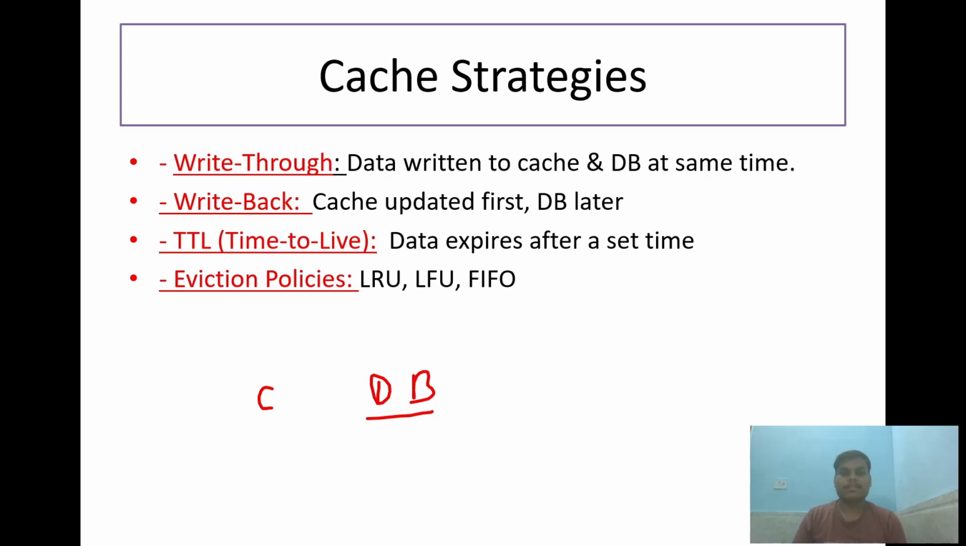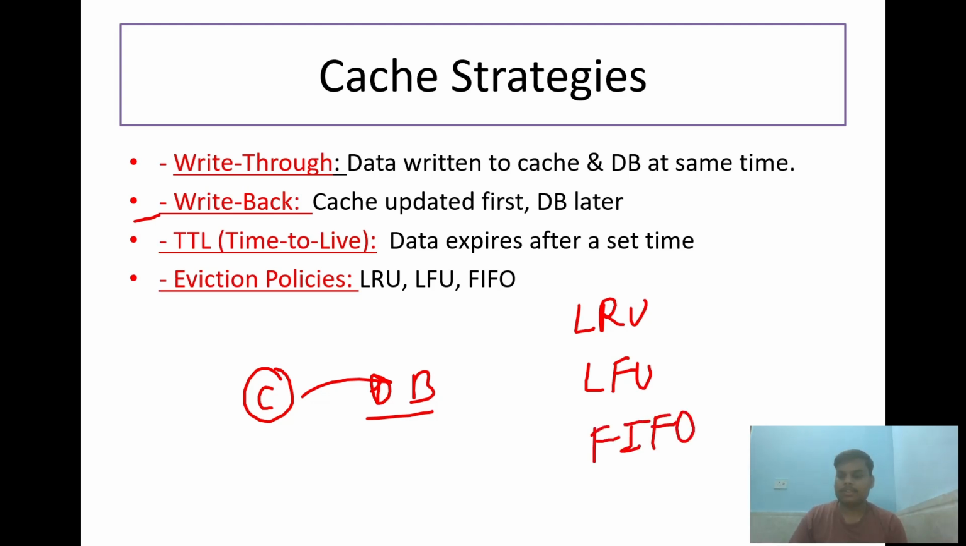Write back is another technique in which first we will update the cache, then later we will update the database. In the TTL, meaning time to live technique, we will set a time for which data will be valid. After that time, data will be expired. And the fourth one is eviction policies. By using eviction policies, we also design distributed caching, and these eviction policies are LRU, LFU, and FIFO.